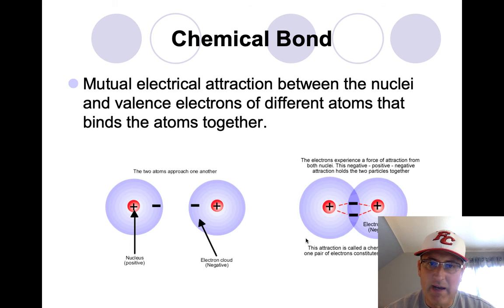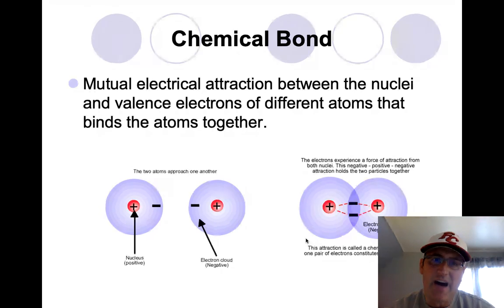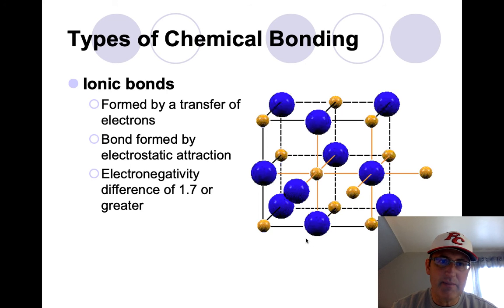Atoms seldom are by themselves in nature. There's only a few elements that actually do that. So bonding is a very important part of chemistry. And like we mentioned in chapter 4, when we looked at our electron configurations, it's those outer valence electrons that are involved in bonding.